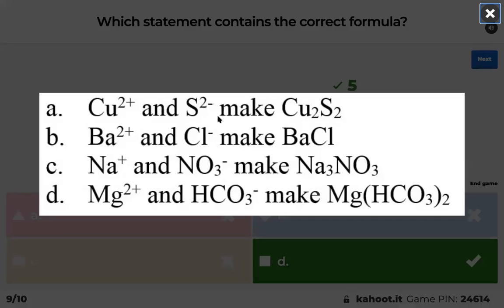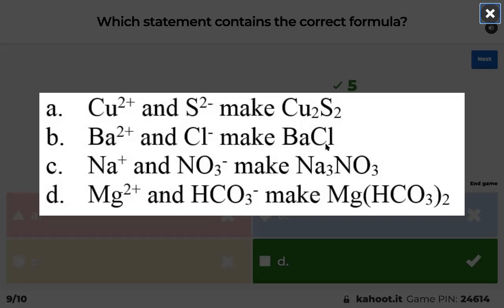Because if you do the method from the tutorial videos that we watched, you just look at the charges and balance them. So 2 plus and 2 minus, as I think Mariah said, they would cancel out, and I would just need one of each. So the formula would just be CuS. What's wrong with letter B?